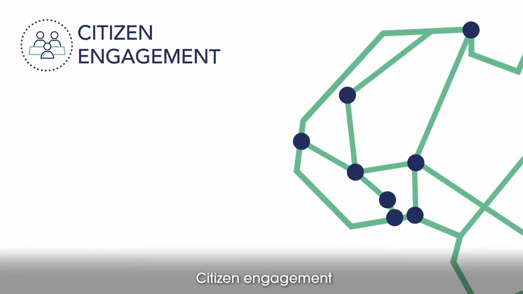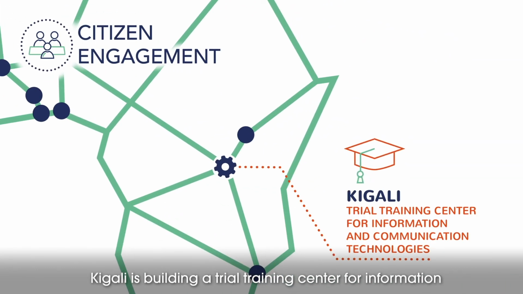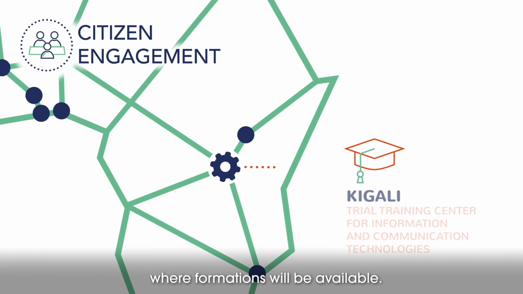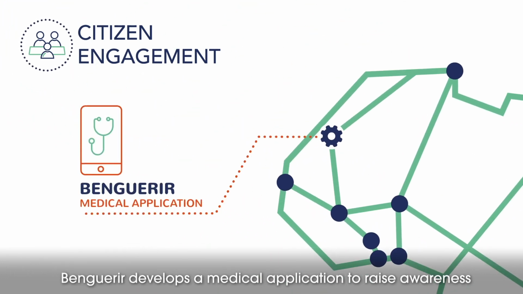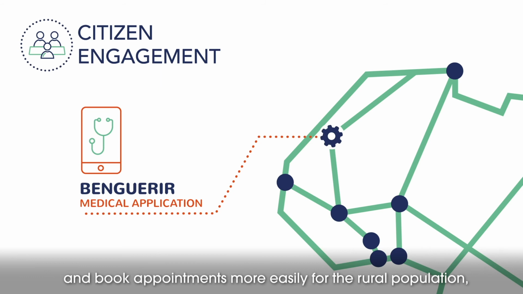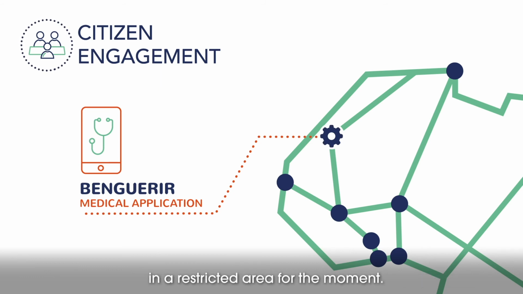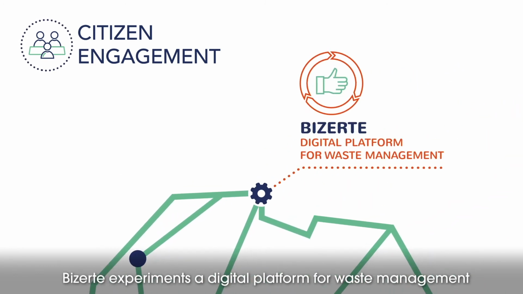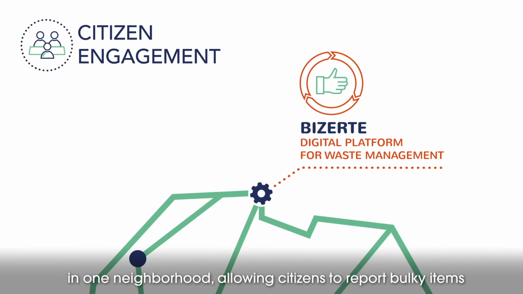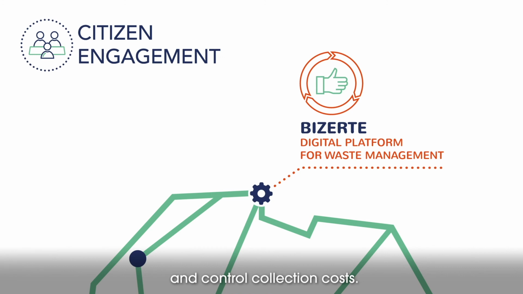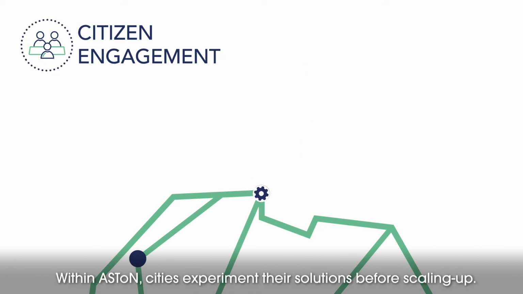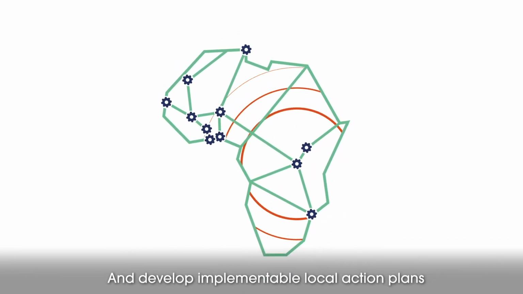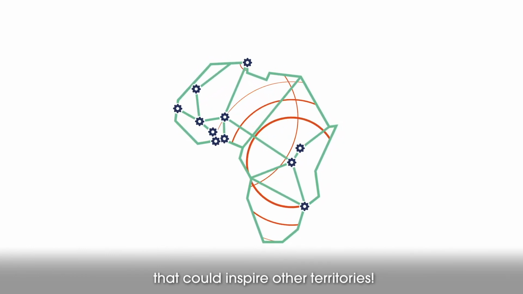Citizen engagement. Kigali is building a trial training center for information and communication technologies open to all, where formations will be available. Benguir develops a medical application to raise awareness and book appointments more easily for the rural population in a restricted area for the moment. Bizerte experiments a digital platform for waste management in one neighborhood, allowing citizens to report bulky items and control collection costs. Within ASToN, cities experiment their solutions before scaling up and develop implementable local action plans that could inspire other territories.